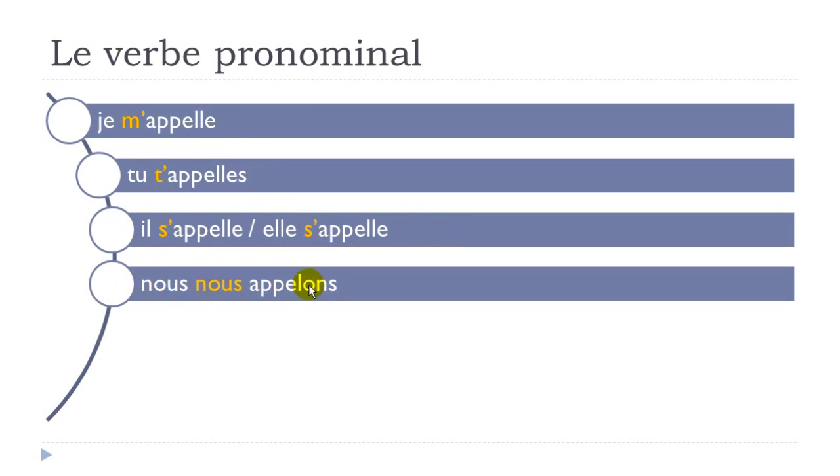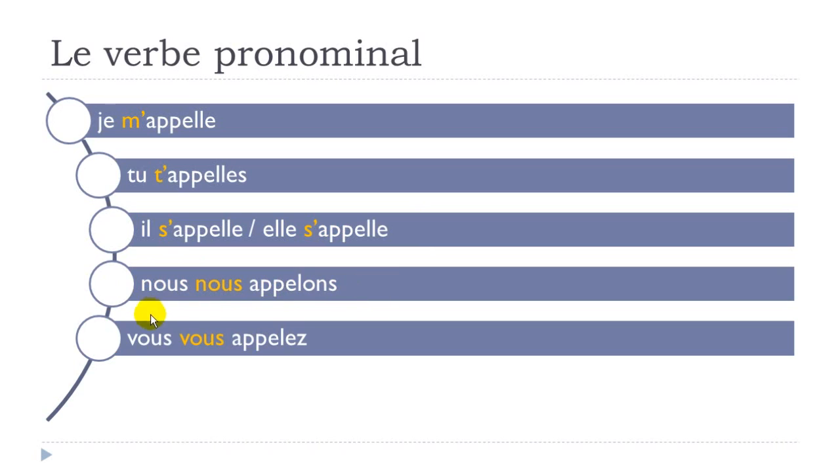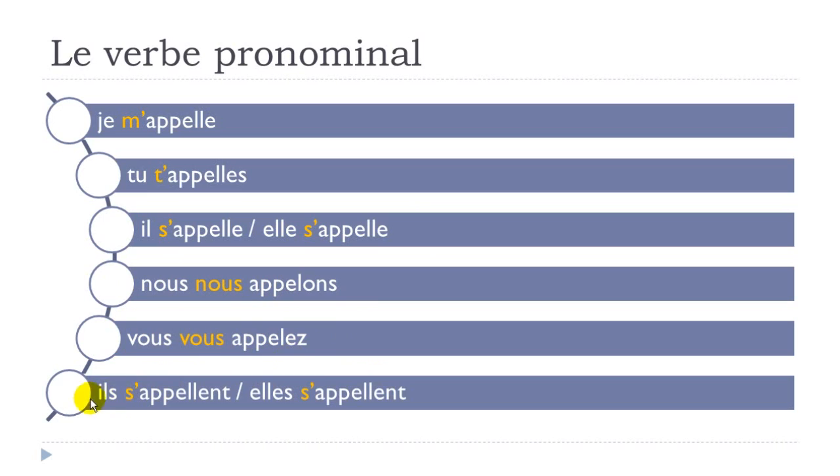Nous nous appelons. Okay, so I will make the liaison. Nous nous appelons. Vous vous appelez. Il s'appelle. Elle s'appelle. So if you look carefully here as well, you will have to add this m, t, s, okay, and then nous, vous, s, okay. So remember, it's just because the verb is starting with a vowel.